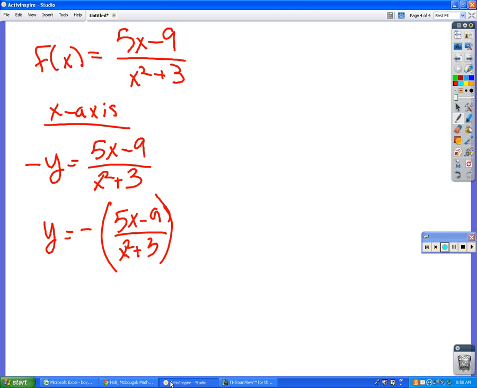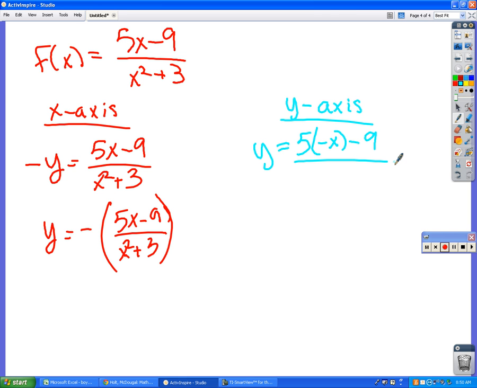All right, so let's do the same thing now, but let's reflect this over the y-axis. This is a little bit trickier. Now I have to take every x in the problem and replace it with a negative x. So instead of 5 times x minus 9, it's going to be 5 times negative x minus 9. And instead of x squared, it's going to be negative x squared plus 3.